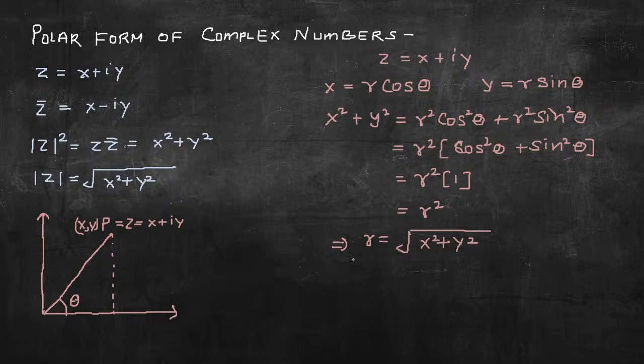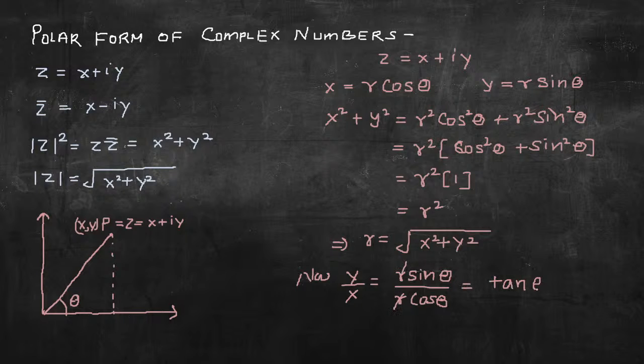Fine. And furthermore, if we divide these two equations, y by x, what is the value of y? That is r sin theta. And what is the value of x? That is r cos theta. Now you can observe that r cancels with r and it becomes tangent theta. Clear? And from this equation you can say that theta is equal to tangent inverse of y by x.